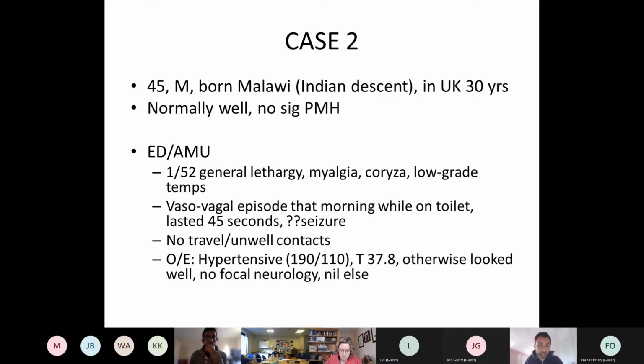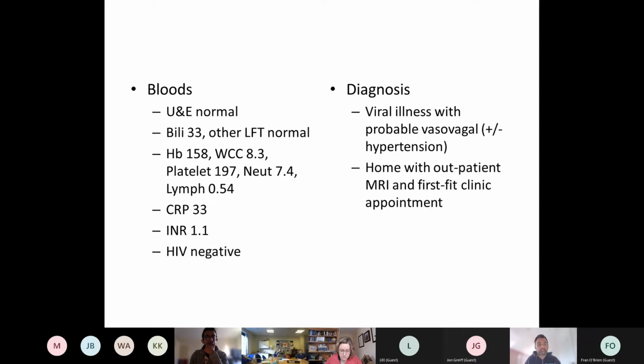On examination, he was hypertensive, if anything, low-grade temperature, but otherwise he looked well with no focal neurology and nothing really else to find. Those are his blood tests. U&Es normal, slightly raised bilirubin, maybe slightly raised white cell count, probably bordering on normal, slight neutrophilia, low lymphocytes, CRP of 33, not that exciting. HIV was done, it was negative. So at the time the diagnosis was a viral illness with maybe a vasovagal episode, maybe all of that was secondary to his hypertension. And he was sent home with an outpatient MRI and a first fit clinic. So that's what they decided to do in AMU that day.